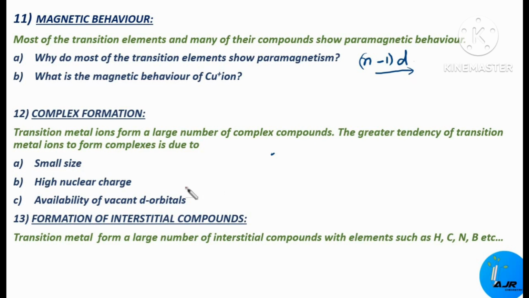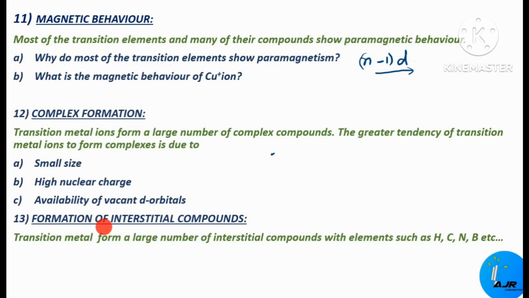See, the next important one is complex formation. The transition metal ions form a large number of complex compounds. The tendency of the transition metal ions to form complexes is great due to the small size of the transition metals, the high nuclear charge, and the availability of vacant d orbitals of suitable energy to accommodate the lone pairs of electrons donated by the ligands. That's the main reason for the formation of complexes.